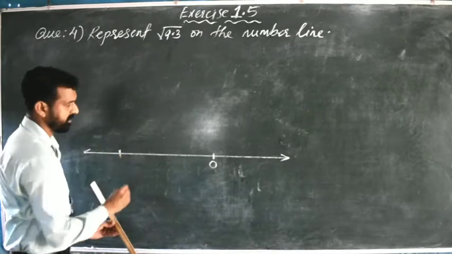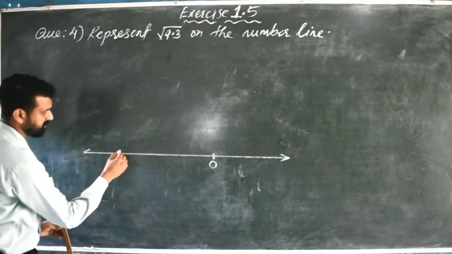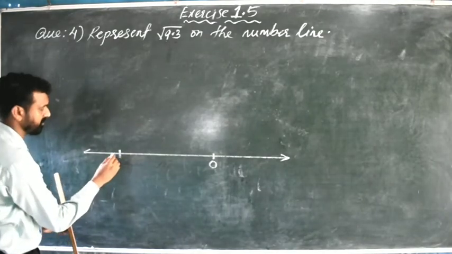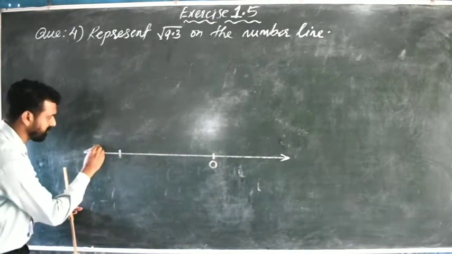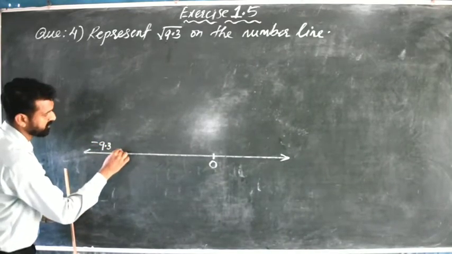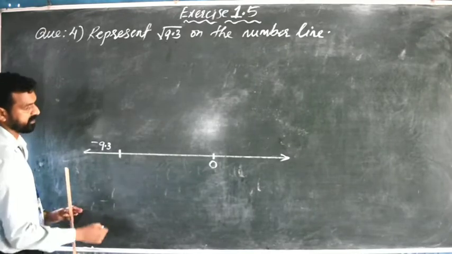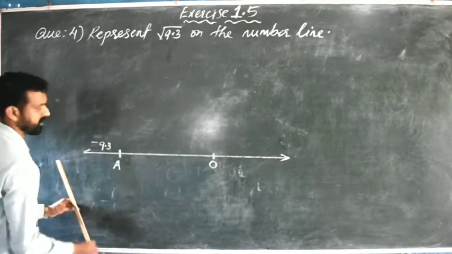This one is 9.3. From here I have marked exactly 9.3 centimeter, and it is on the left hand side of the origin, so you have to mark it here as minus 9.3. This point is minus 9.3. Then mark this point as A. This one is point A.